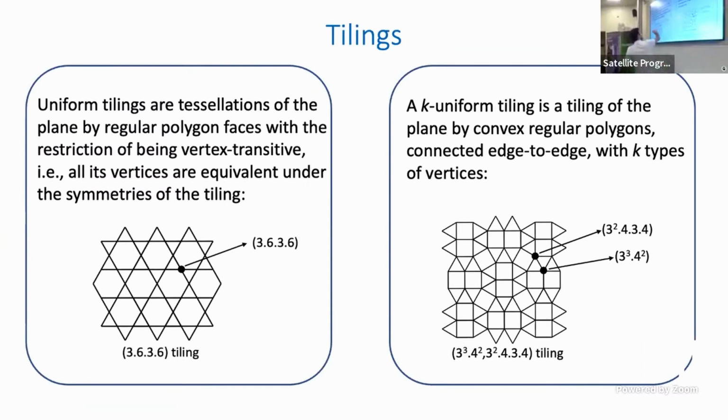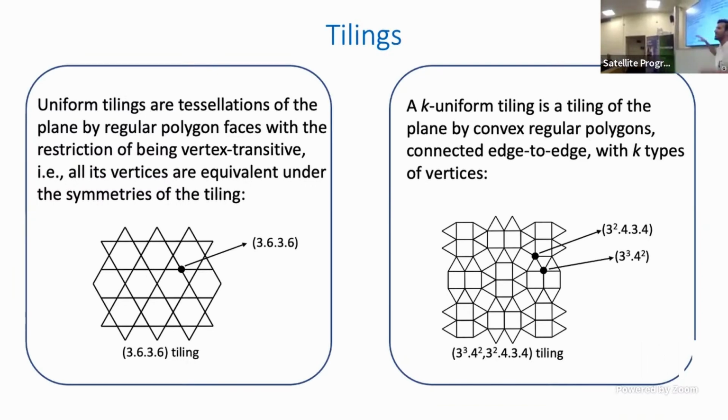We have uniform tilings. Uniform tiling means that each vertex is identical to all the other ones. For example, this tiling we call the Kagome lattice. Each vertex is surrounded by a triangle, hexagon, triangle, hexagon, which means 3, 6, 3, 6. That's how we represent these tilings.